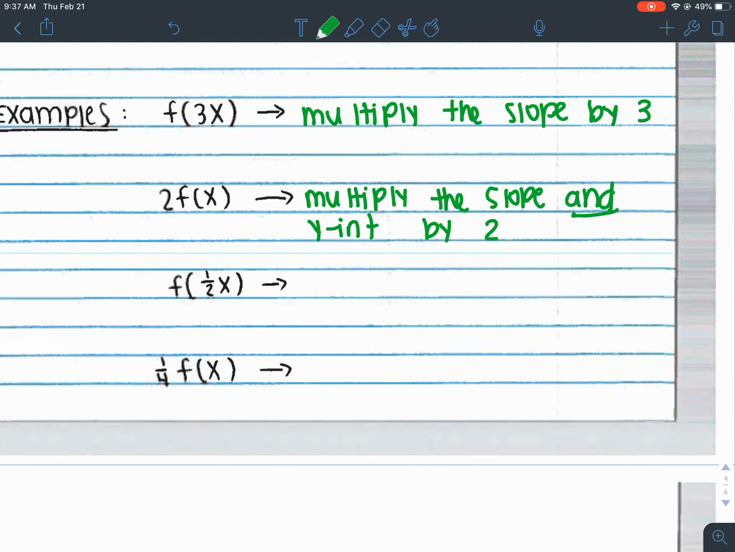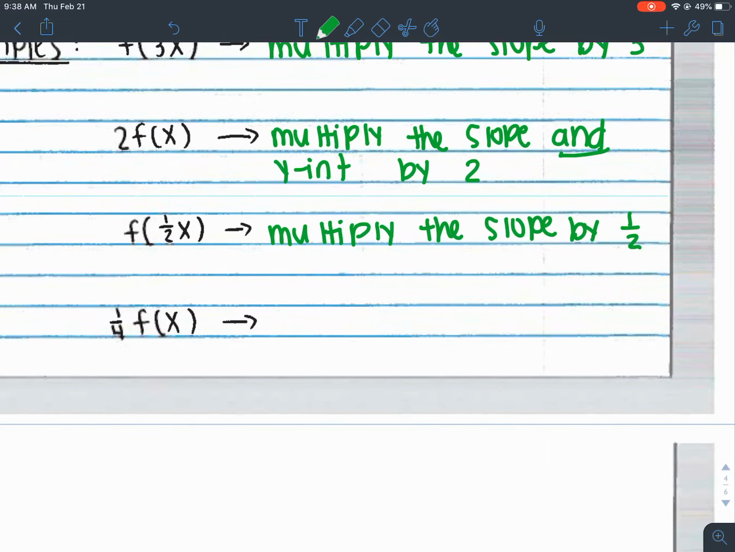The next one, we have f of 1/2 x, and so that 1/2 is on the inside of my parentheses, so it's only going to multiply the slope by 1/2. Okay, and then the last one, we have 1/4 f of x, and that's going to multiply everything because it's on the outside, so it's affecting the entire function. So it's going to multiply the slope and y-intercept by 1/4.